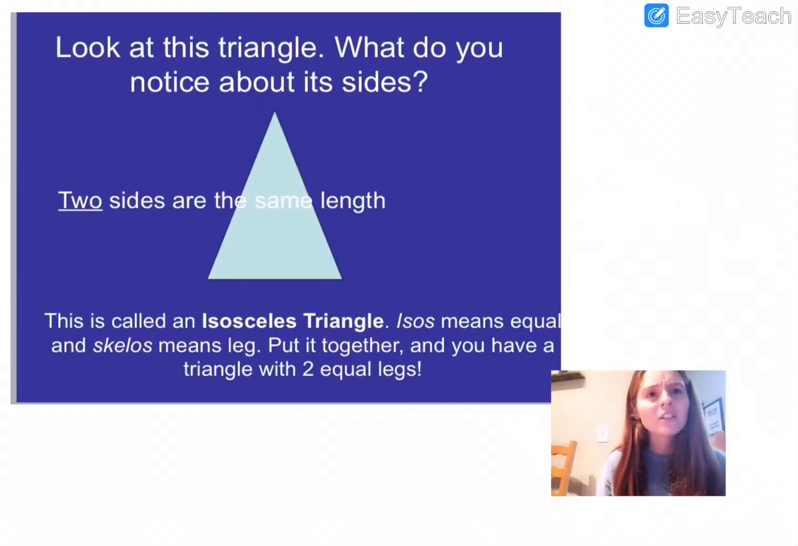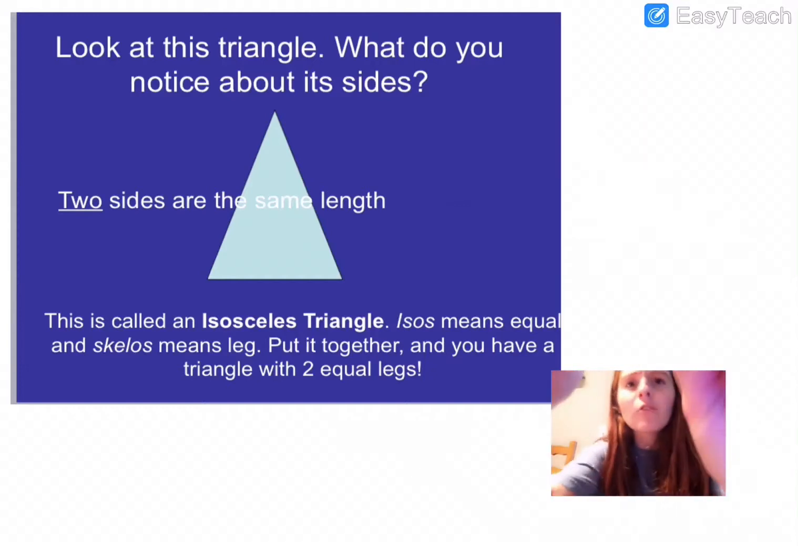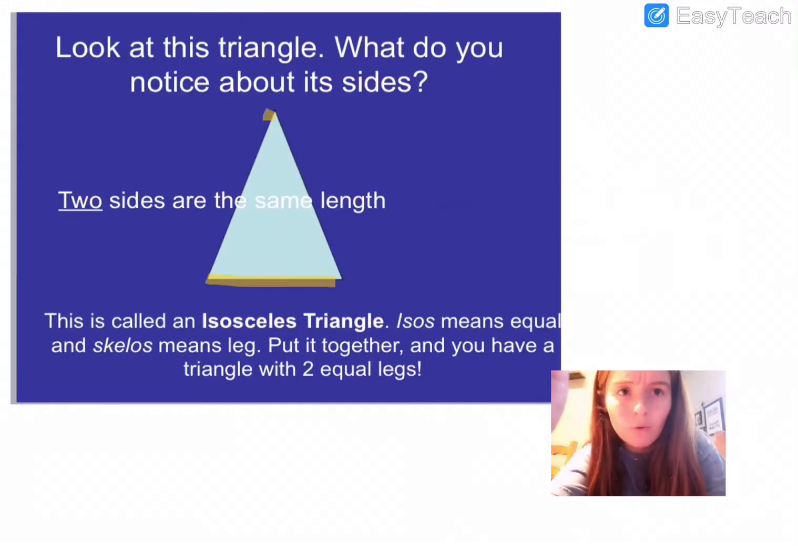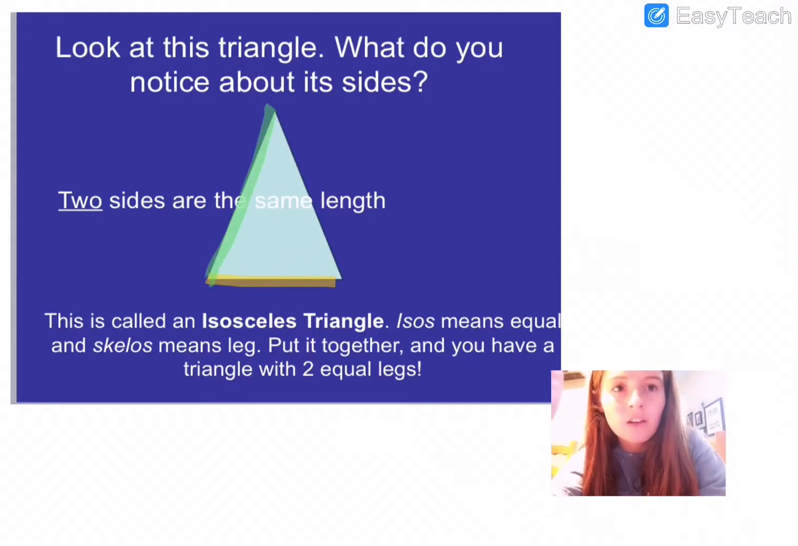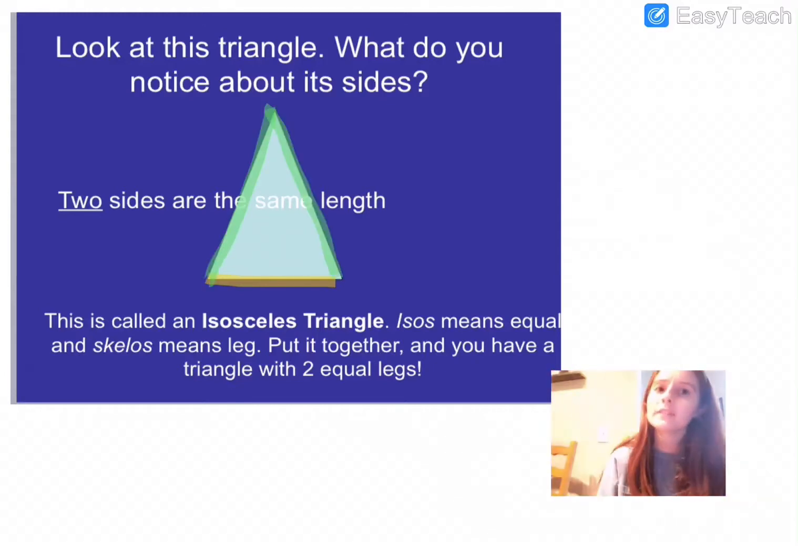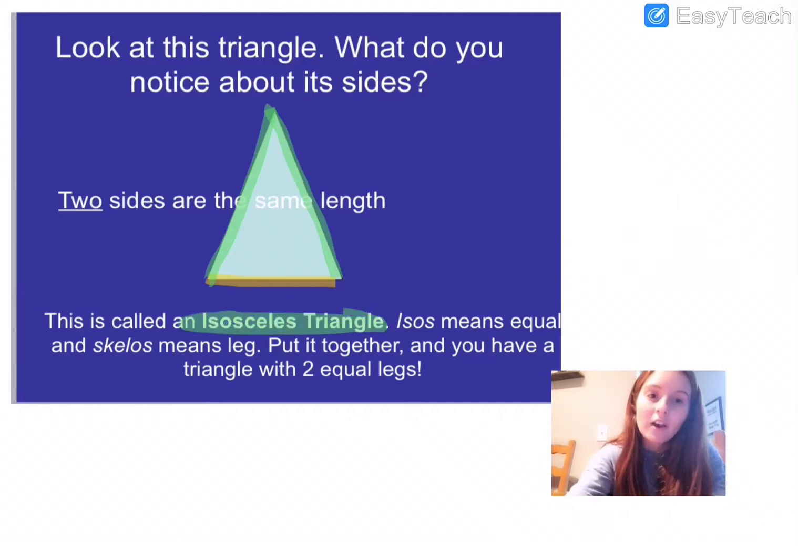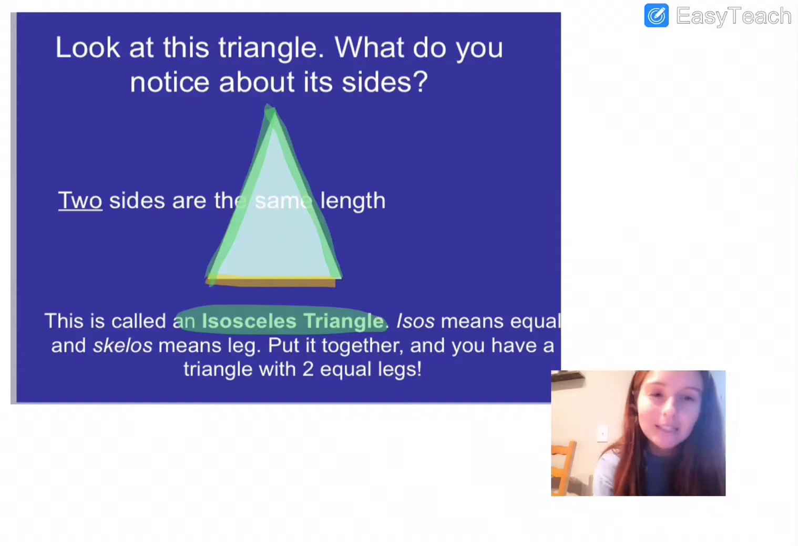All right, now let's look at this triangle. What do you notice about its sides? Well, I look right away at the bottom. Right at the bottom, this side seems shorter than these two. And in fact, these two here look like they're about the same length. This is what's called an isosceles triangle. Go ahead and try to say that, isosceles. An isosceles triangle. If you look too, it gives you some hints.